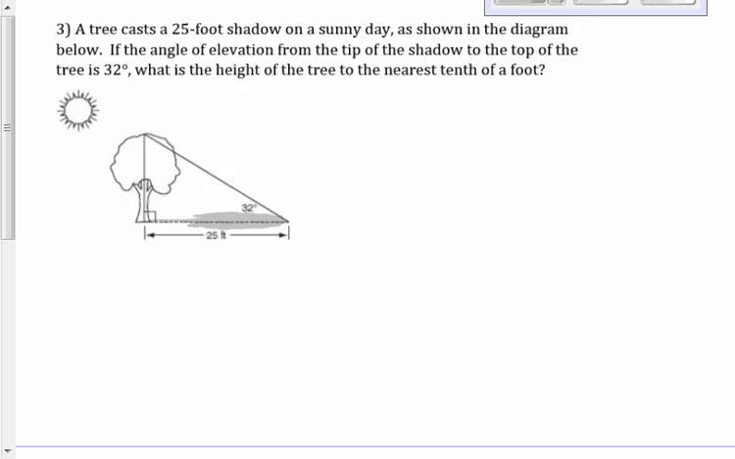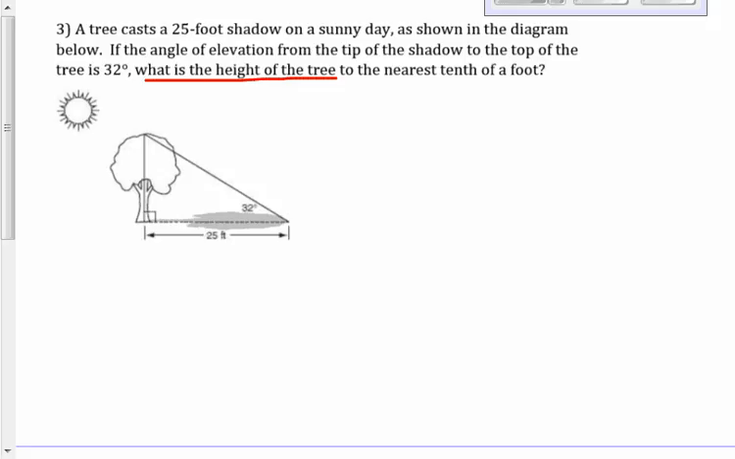Number 3, a tree casts a 25-foot shadow on a sunny day, as shown in the diagram below. If the angle of elevation from the tip of the shadow to the top of the tree is 32 degrees, what is the height of the tree to the nearest tenth of a foot? So this problem is nice because it gives you a visual and you don't have to set it up. So first thing we want to do is figure out what side of this triangle we are solving for. What is the height of the tree?